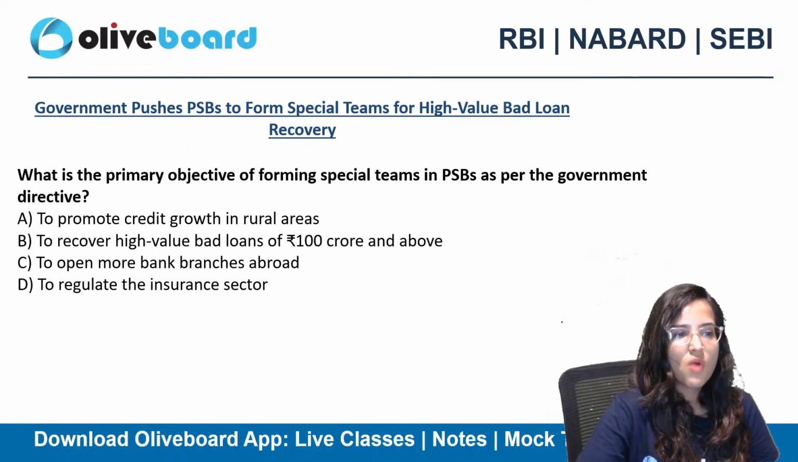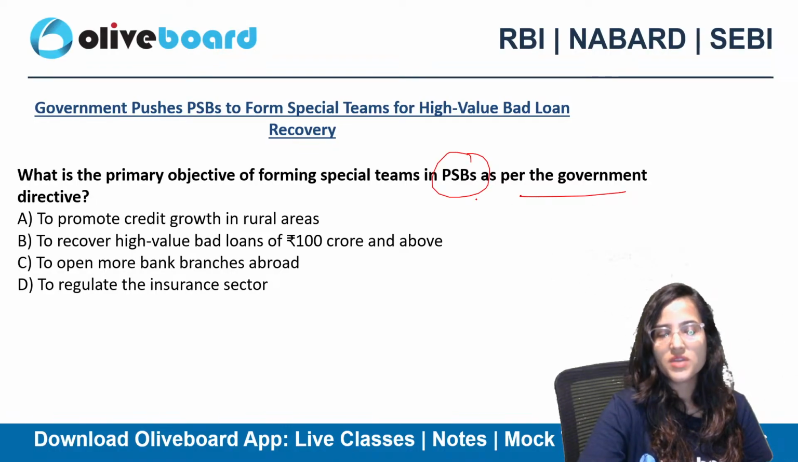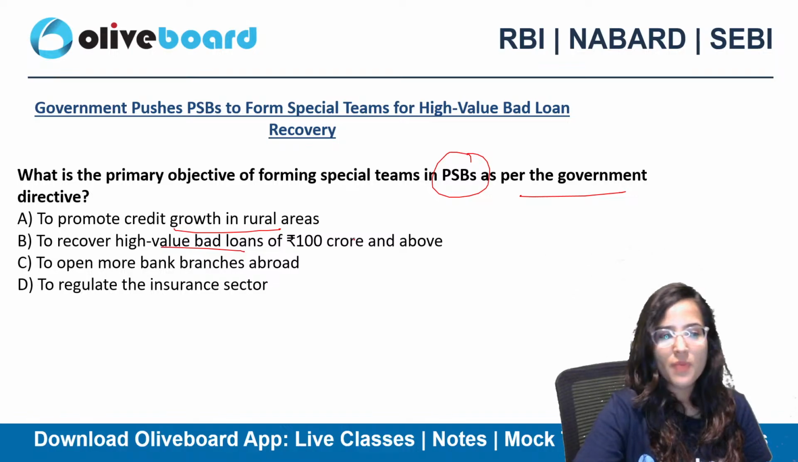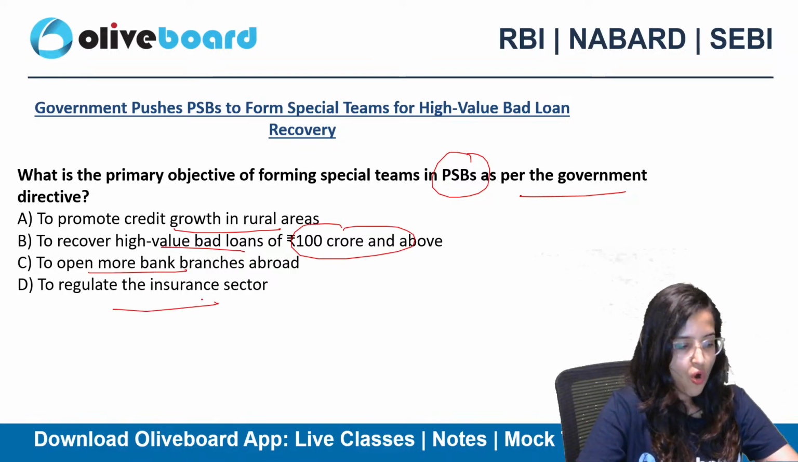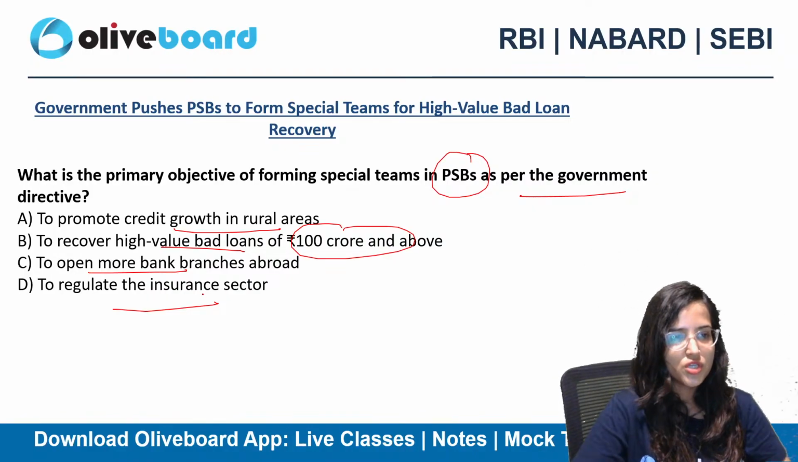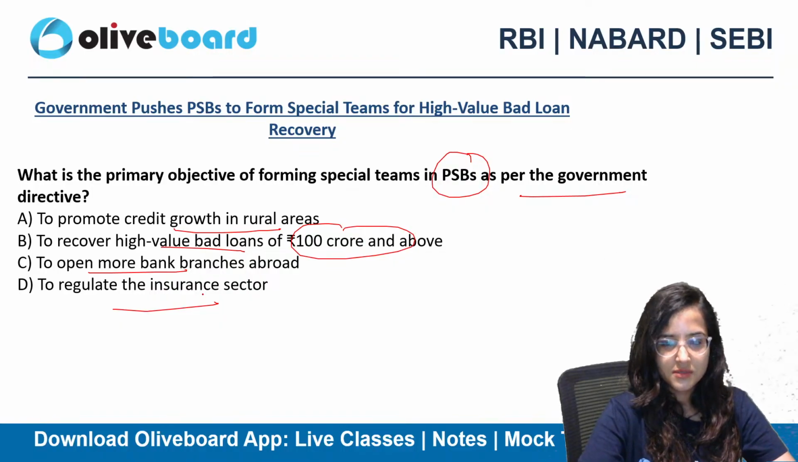Okay. So what is the primary objective of forming special teams in public sector banks as per the government directive? To promote credit growth in rural areas, to recover high value bad loans of 100 crore and above, to open more bank branches abroad, or to regulate the insurance sector. What is the answer to this question? Primary objective of forming special teams in public sector banks.